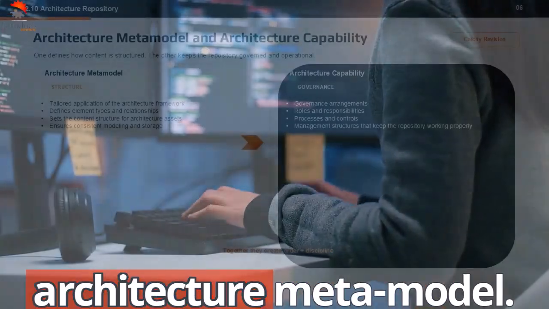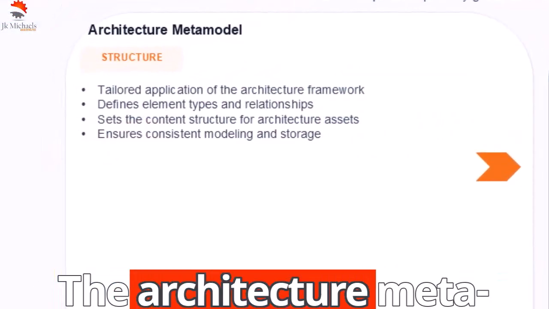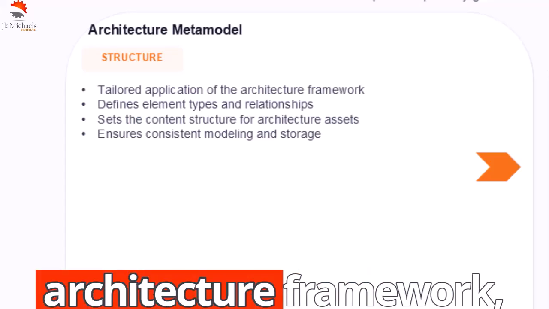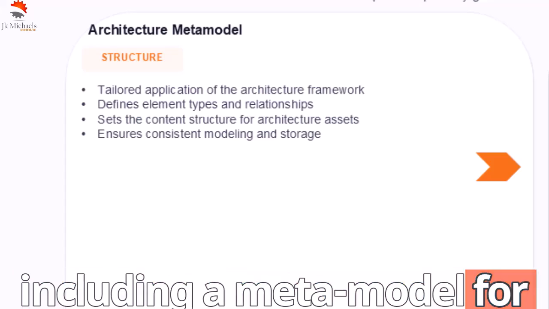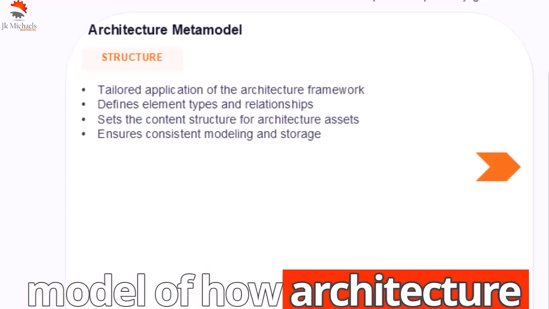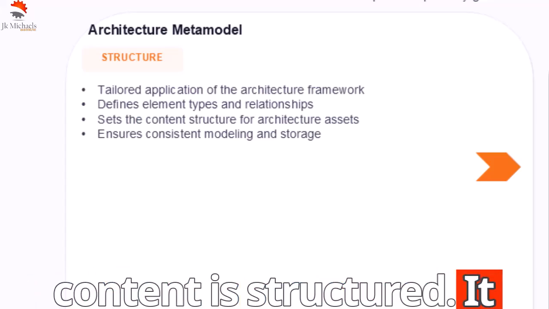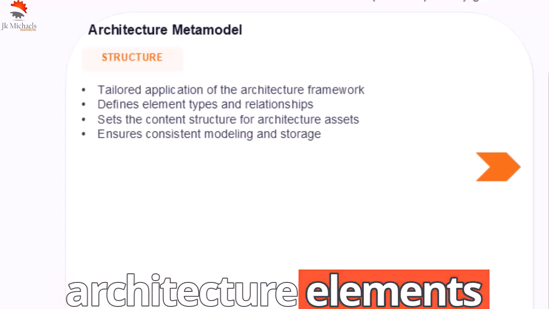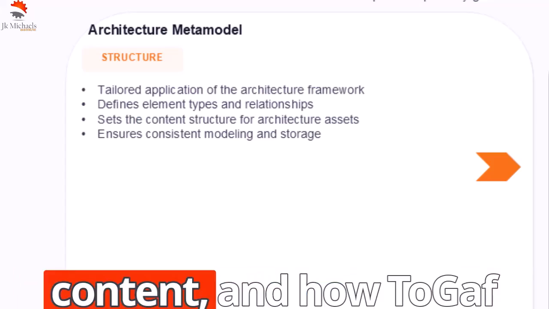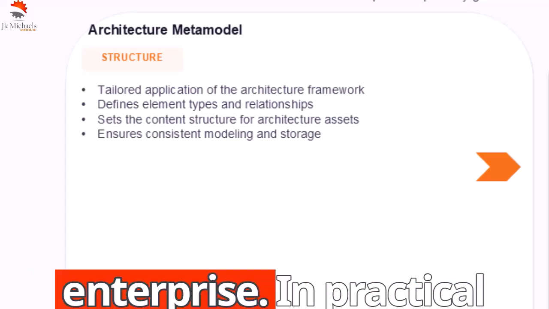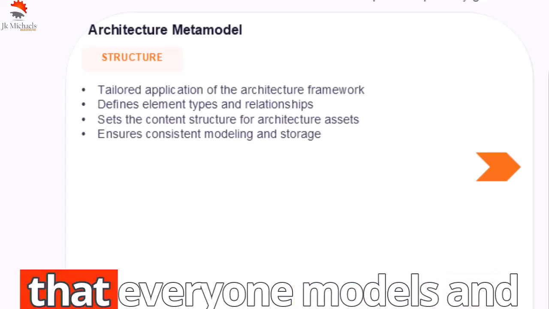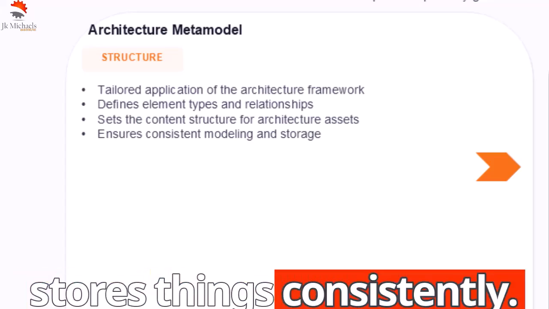The first component is the architecture meta model. The architecture meta model describes the organization's tailored application of an architecture framework, including a meta model for architecture content. A meta model is basically a model of how architecture content is structured. It defines what kinds of architecture elements exist, how they relate, how the organization structures architecture content, and how TOGAF has been tailored for that enterprise. In practical terms, it gives order to architecture content so that everyone models and stores things consistently.